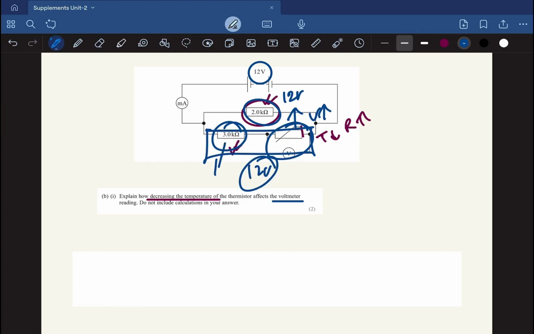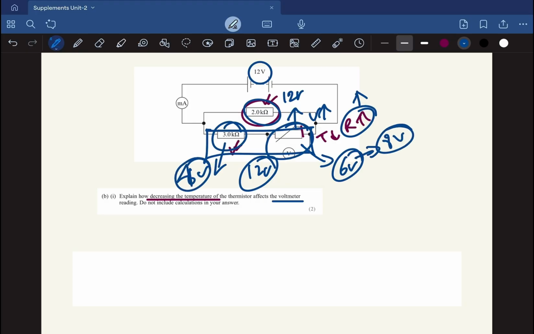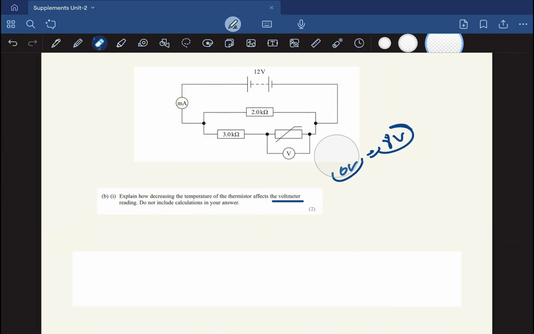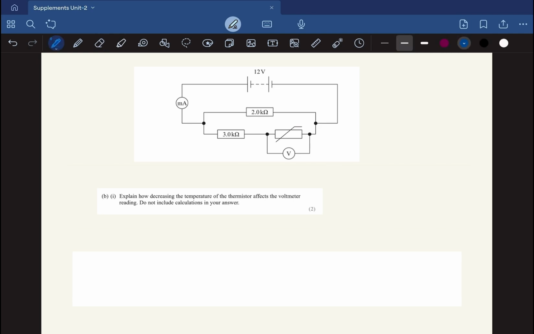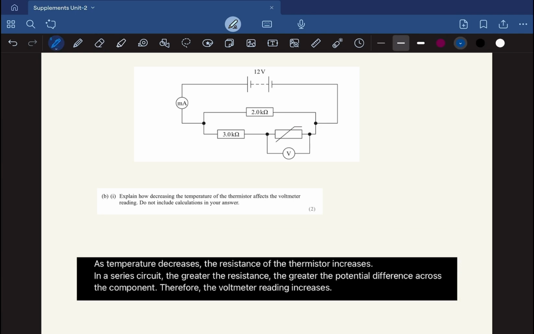Now let's say previously he used to get 6 volt, and the thermistor also used to get 6 volt. But now as the resistance of the thermistor has increased, from now on he will be getting 8 volt, and the other will be getting 4 volt. So the voltage increases as the resistance increases in a series component. Okay, this was one important concept that you guys will have to be familiar with. And here is your answer. As the temperature decreases, the resistance of the thermistor increases, and in series circuits, the greater the resistance, the greater will be the potential difference across the component. Therefore the voltmeter reading increases.